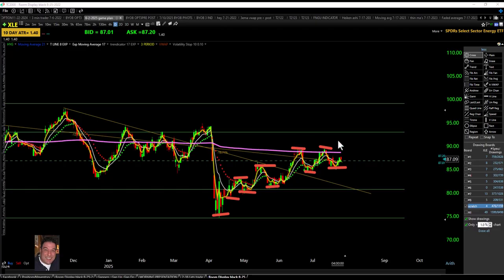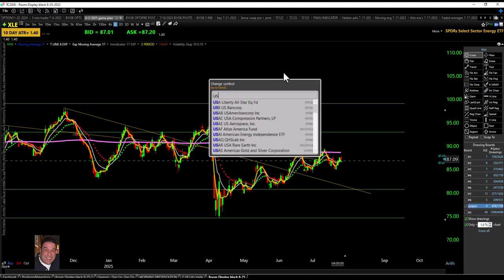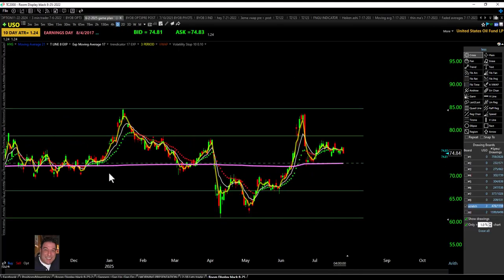Right here, can't seem to hold the higher ground, can't seem to hold the lower ground. Not that we want to hold the lower ground, but there it is. So neutral and in an uptrend. All right, so there's XLE. Let's take a look at USO. USO, again, got kind of a little bit of the same problem. Can't seem to hold the upper third up there.